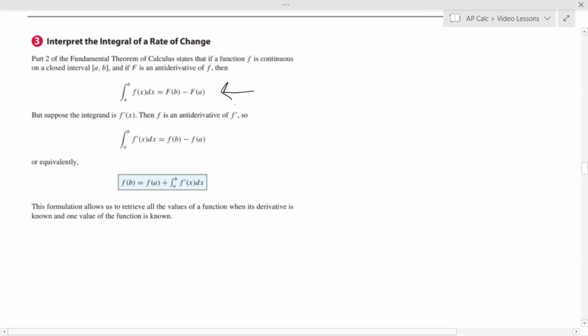So it's nothing different. We're just using different notation because if capital F is the antiderivative of f, then f is got to be the antiderivative of f prime. So all we're doing is we're setting up this equation and solving it for f of b. Basically we're going to add f of a to the other side and flip the equation over. This formula is going to allow us to get all kinds of information about a function when its derivative is known and one of the function values is known.